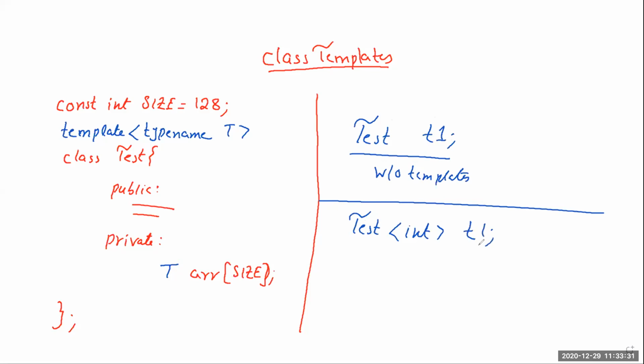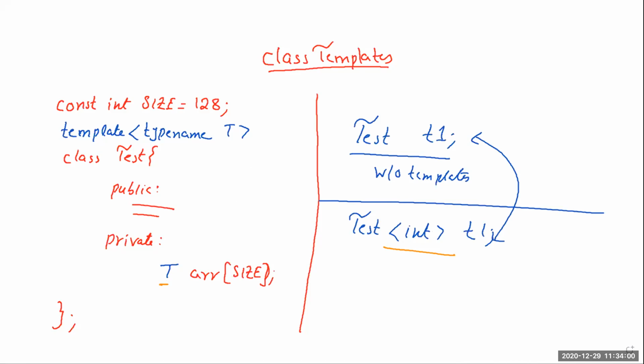Okay, now what will happen? You have created an object T1. Just compare this syntax with this syntax. So you have created an object T1, and T1 has an array of integers because you have written integer when you were creating an object. So this is the new thing. When you write this int in angle brackets, what happens? This T will be replaced with an integer. So it means the object has an array of integers as a data member.